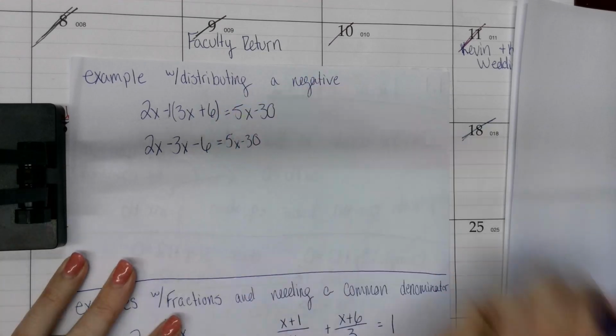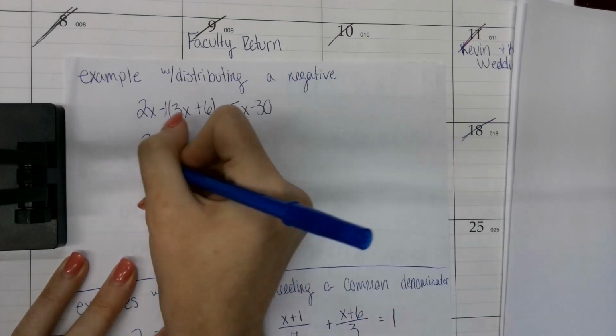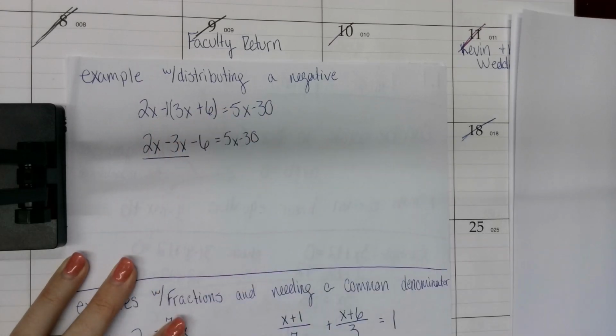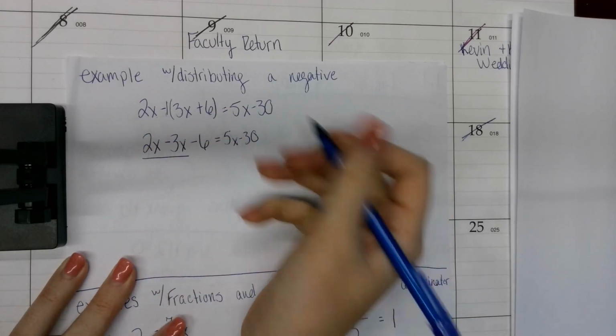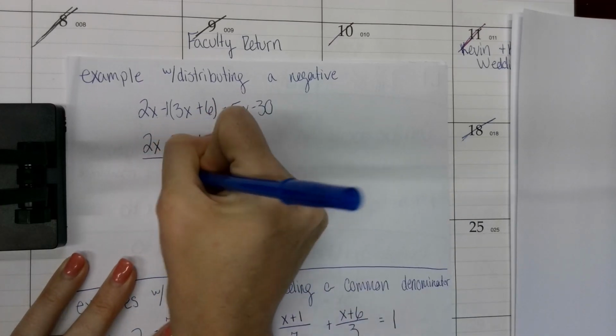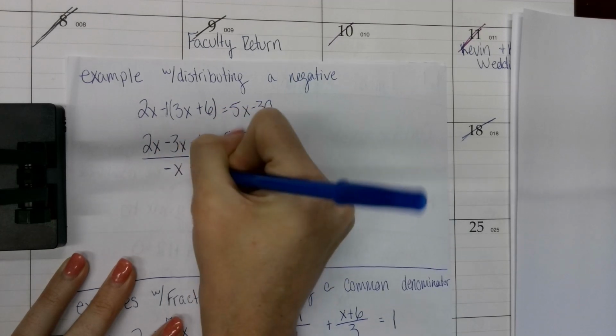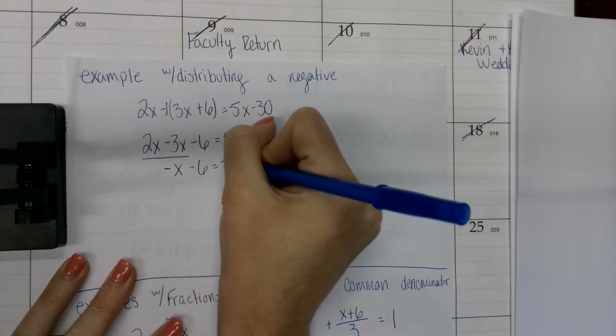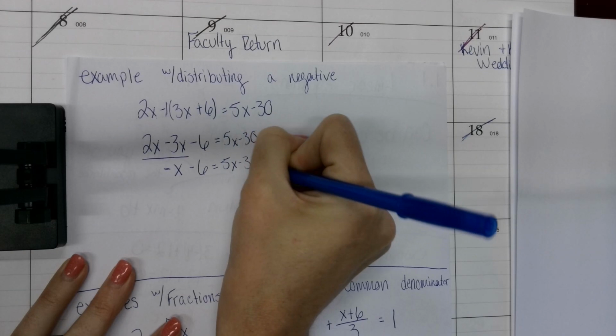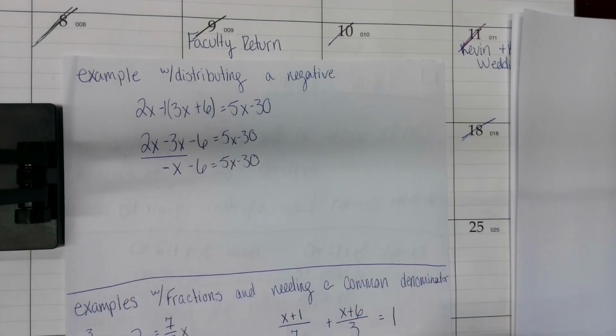Now then, on that same side, I'm going to go ahead and combine these like terms. So 2x subtract 3x is going to give me a -x subtract 6 equals 5x subtract 30. Now then, I'm going to move my like terms using inverse operations so I can solve for x.